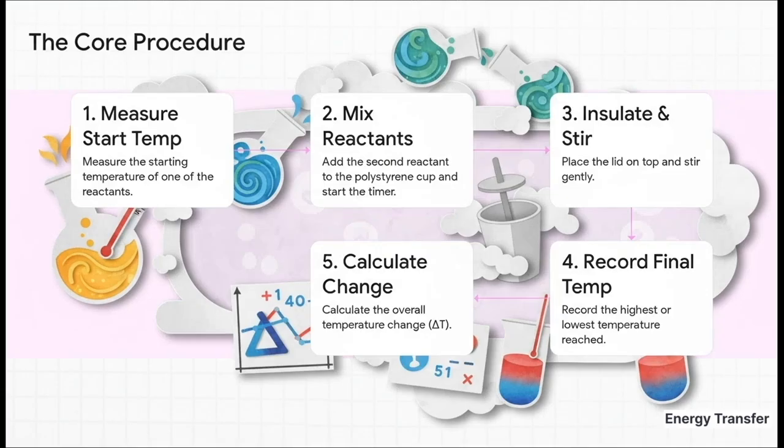The actual procedure is a really straightforward 5-step process. Your main goal is just to measure the temperature at the start, and then the highest or lowest temperature it reaches at the end. Once you have those two numbers, you can work out the overall temperature change. And, in science, we like to use symbols. The symbol for change is the Greek letter delta, that little triangle. So you'll often see this written as delta T.